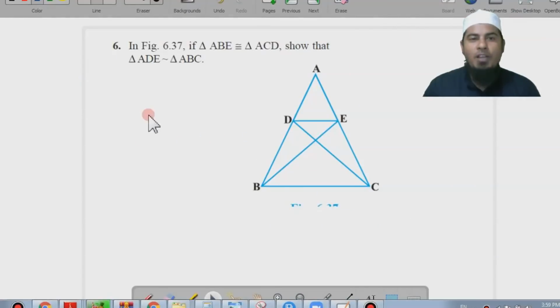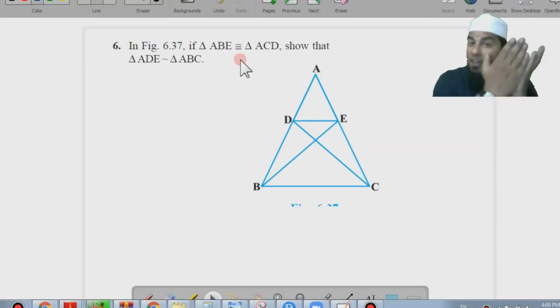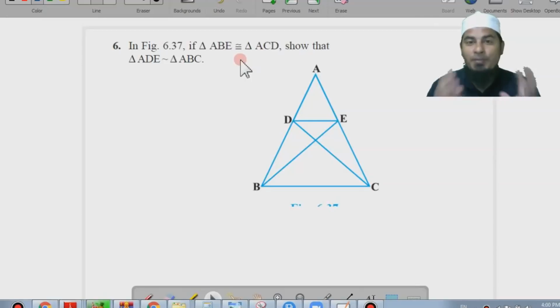Welcome. We have the sixth question here of exercise 6.3. Triangle ABE is congruent to triangle ACD. Show that triangle ADE is similar to triangle ABC. When we get information that two triangles are congruent, what can we take from that? Corresponding parts are equal: corresponding angles will be equal, and corresponding sides will also be equal. So from that we have to bring some information and prove it.